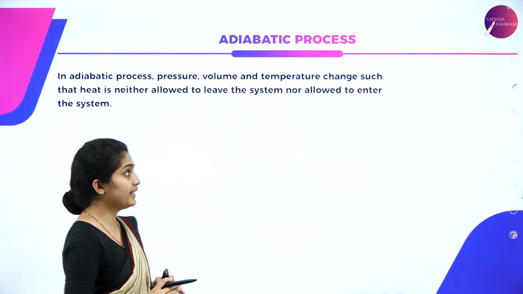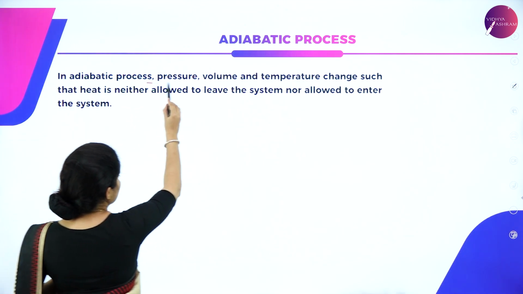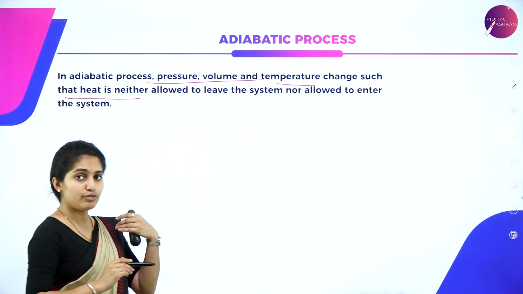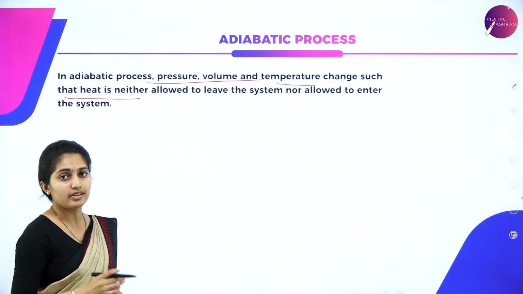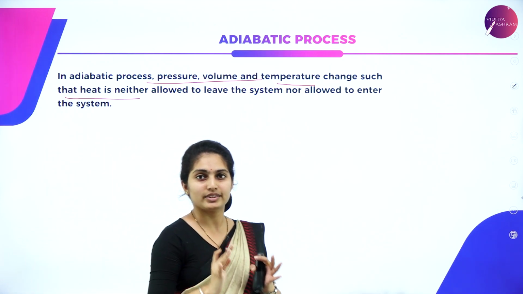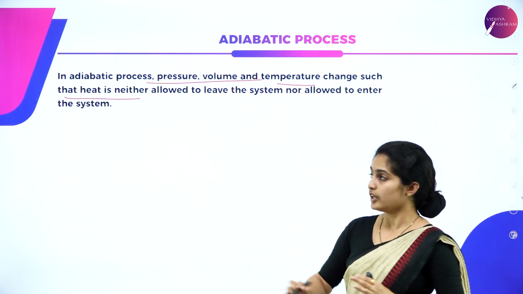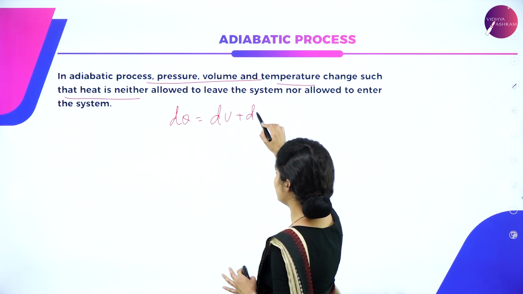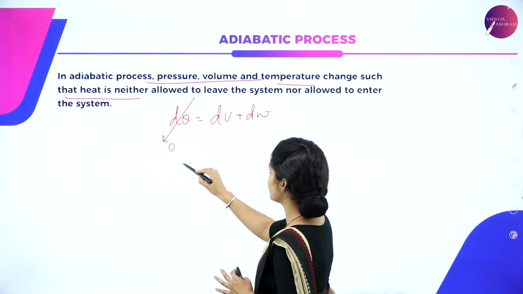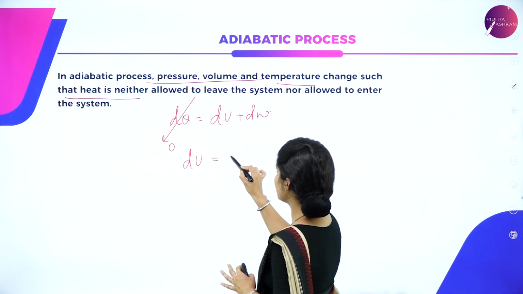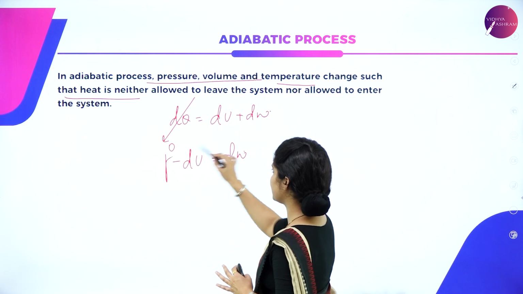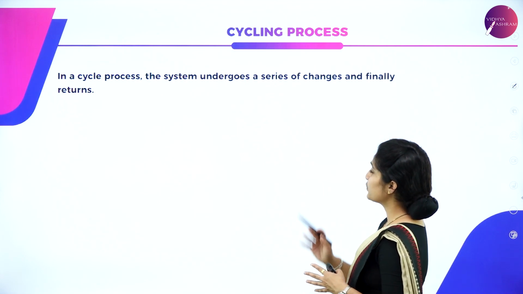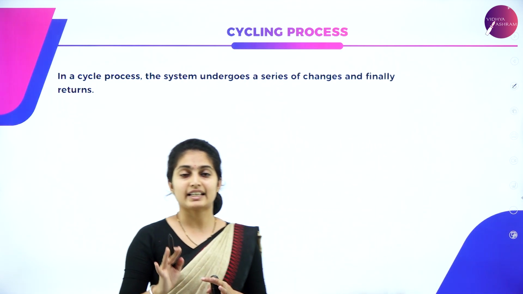Next, we are going on to the adiabatic process. In an adiabatic process, the pressure, volume and temperature change such that heat is neither allowed to leave the system nor to enter the system. That means dQ is constant in this case. So when dQ is equal to 0, the equation dQ = dU + dW becomes 0 = dU + dW, so dW is equal to minus dU. This condition holds in the case of an adiabatic process. Next, we are going on to what is meant by a cyclical process.